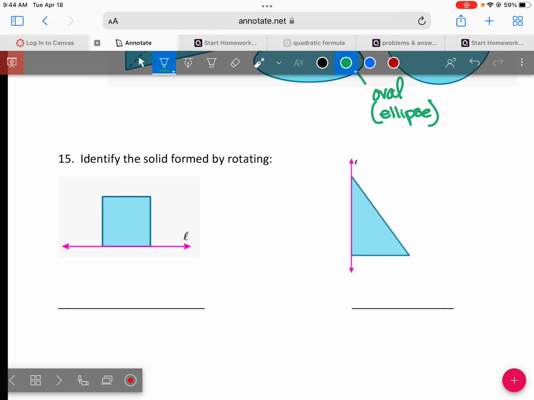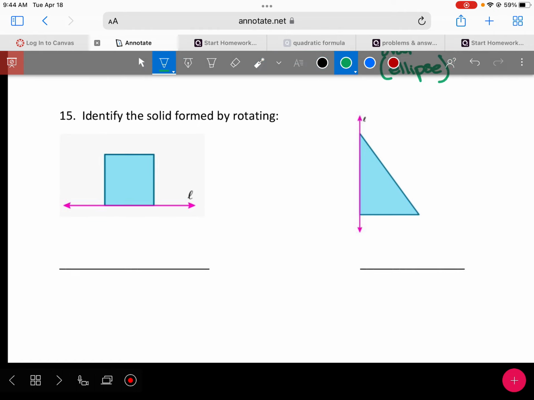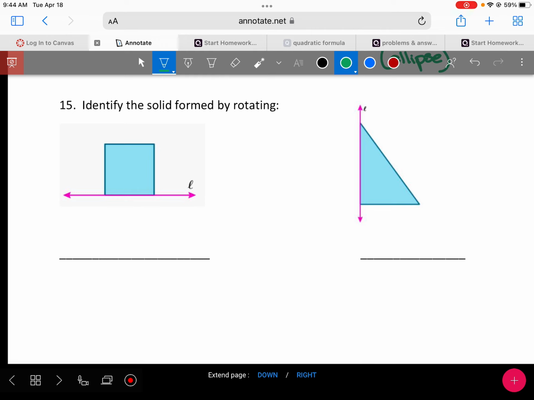All right, let's jump to 15. These are our last two that I think we'll be able to get through. Identify the solid formed by rotating that figure around your axis of symmetry. So, if I take that and I whip that around, it goes round and around and around, what kind of three-dimensional figure is that going to make? A cylinder, yes. Because it's going to go like this and be like this on the back. So this is a cylinder. And the last one is a cone.